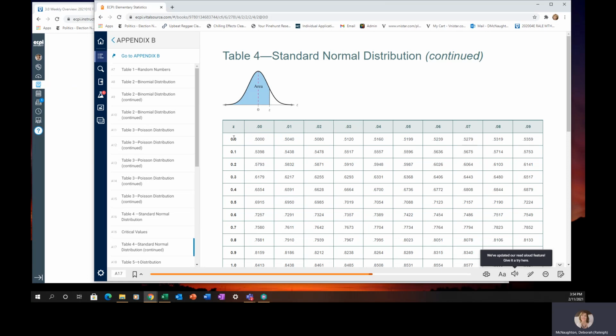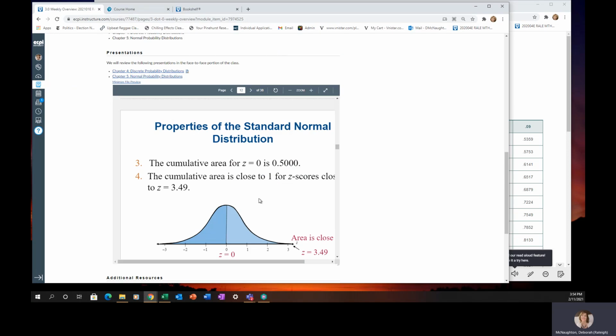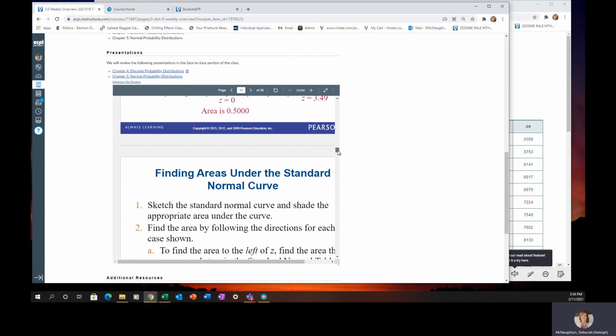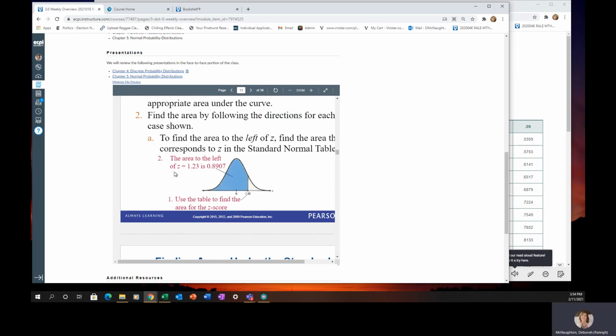So this one is 0.00, 0.01, 0.02, 0.09, 0.20, 0.21, 0.22, 0.29, and so on. So again, this is 0.5. 0.00 is 0.5. So the first one they wanted us to actually look up, though, was z equals 1.23.